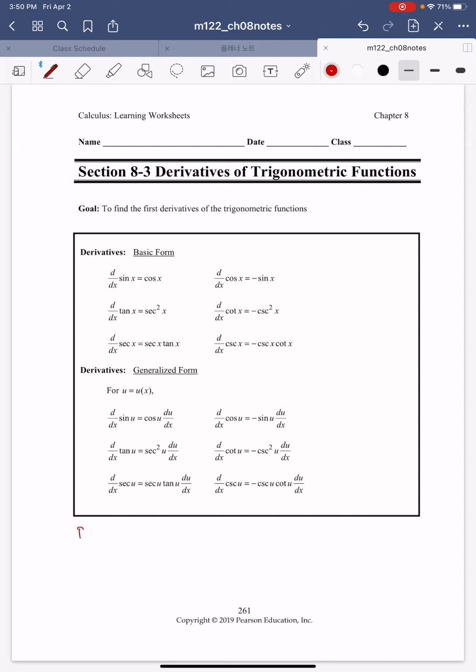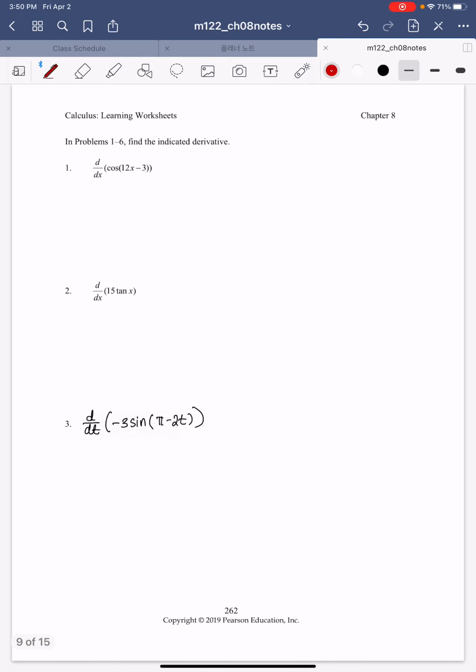So recall the product rule, and then the chain rule, and then the quotient rule. Don't forget all those, because we are going to be applying them. Let's take a look at a couple of example problems to get familiar with how to take the derivative of trig functions. Let's start with the first one. We have the derivative of cosine 12x minus 3.